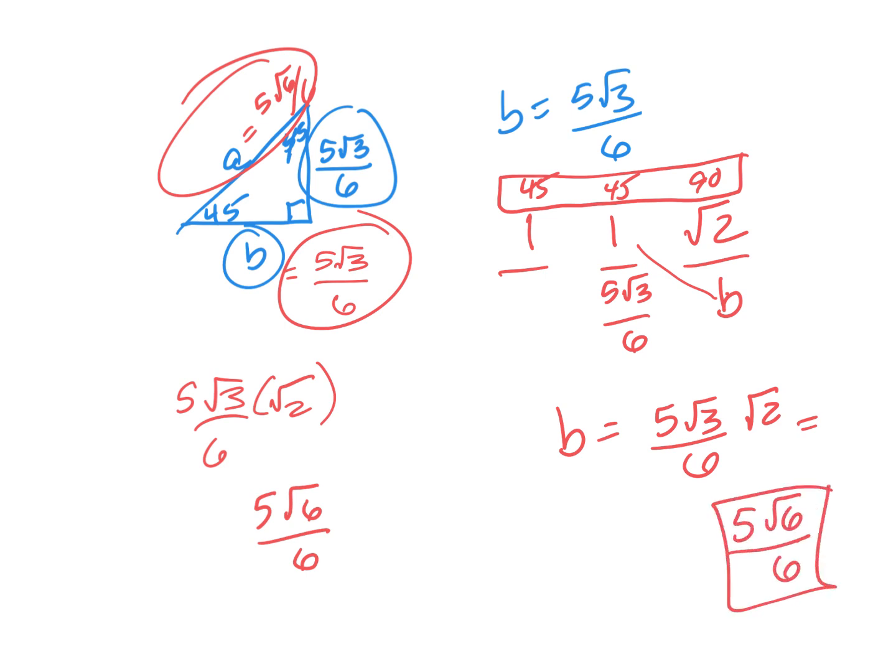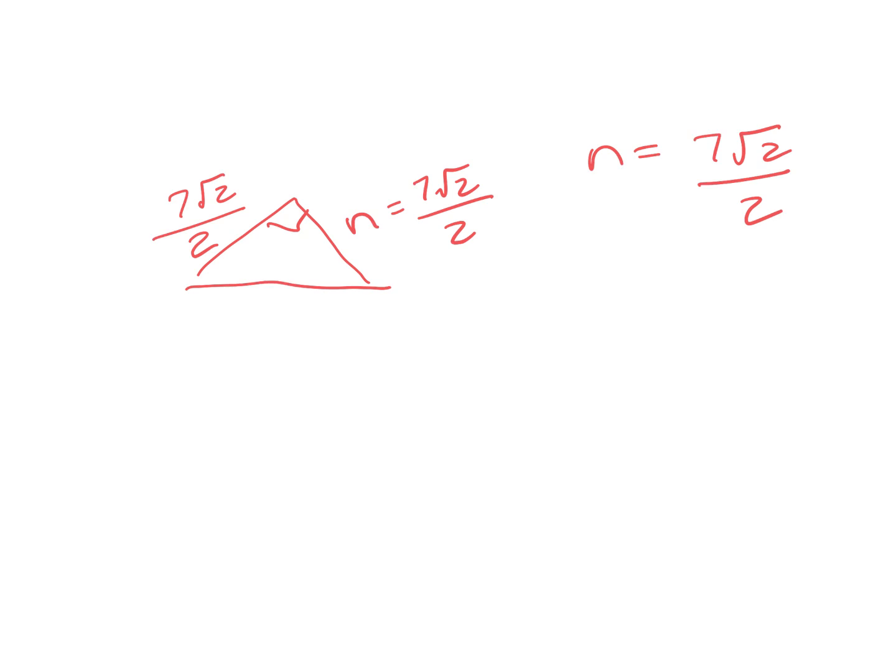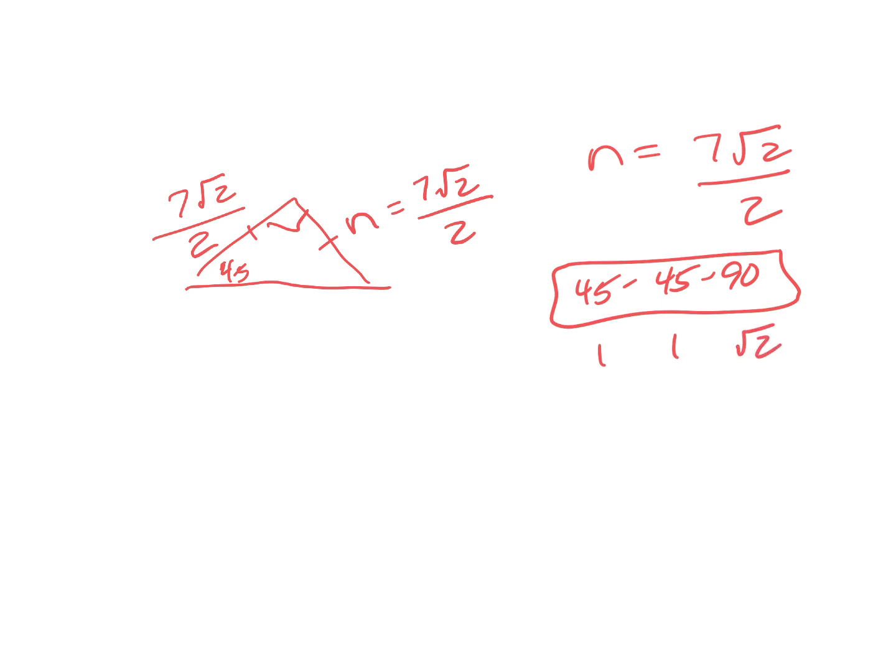So since the 7 root 2 over 2 is on the left side, and we know that these two sides are equal, then n is 7 root 2 over 2. So we're going to write our ratio down, 45, 45, 90. What's the ratio? 1, 1, root 2. Every 45, 45, 90 triangle in the universe has a ratio of 1, 1, root 2.